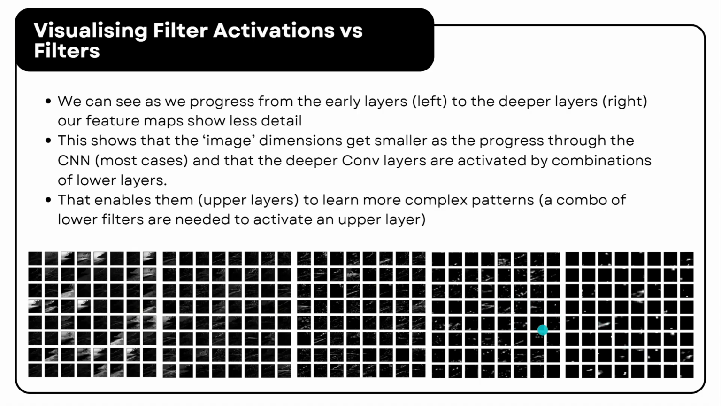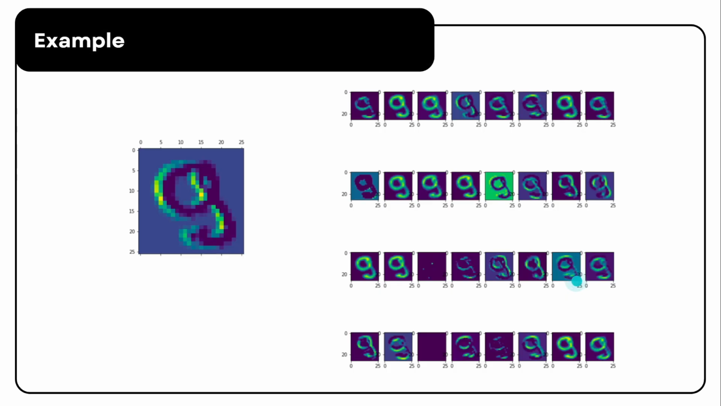I remember this was a bit confusing to me when I first learned it too. It feels counterintuitive that simpler looking outputs actually represent more complex features. But hopefully this explanation helps clarify it.